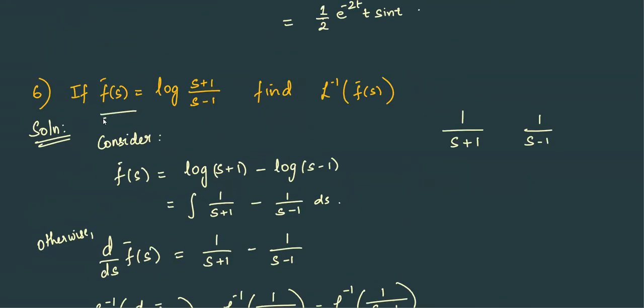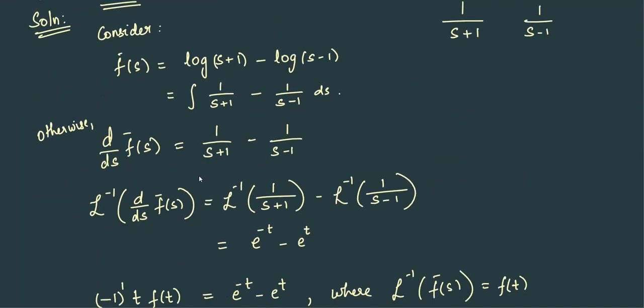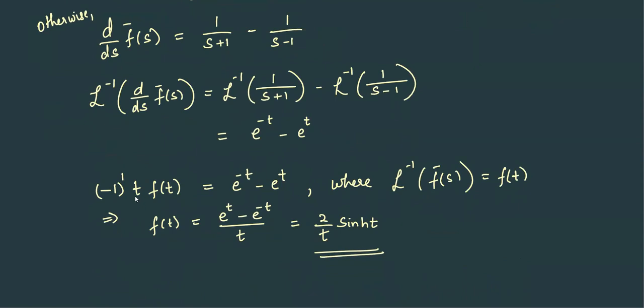We want inverse of f bar. So if we equate this to f of t, okay, the derivatives of f bar of s are standard ones. So the left hand side can be written as minus 1 to the power 1 t f of t, and we find the Laplace inverse on the right hand side. Then from there we can find f of t. So this is the trick.